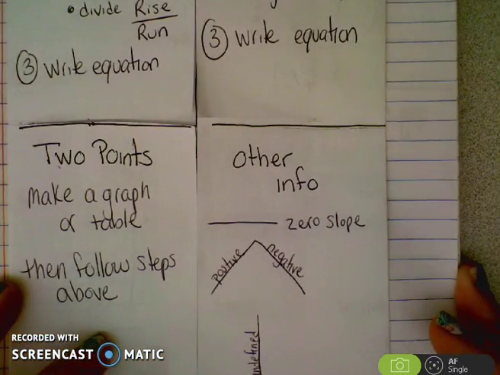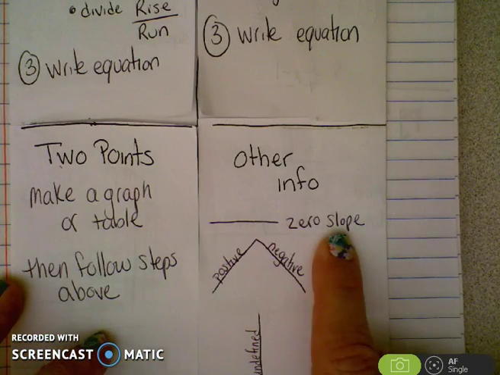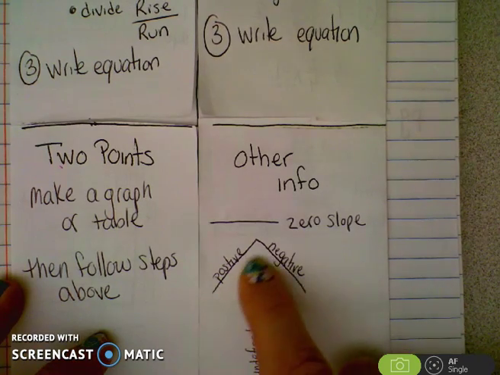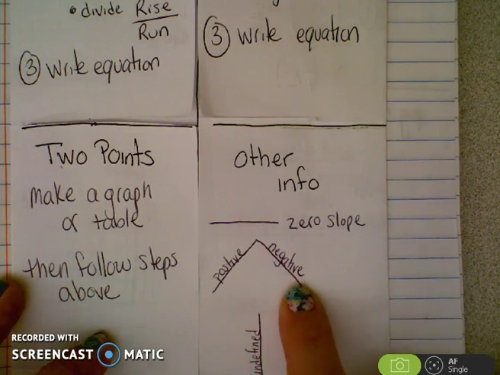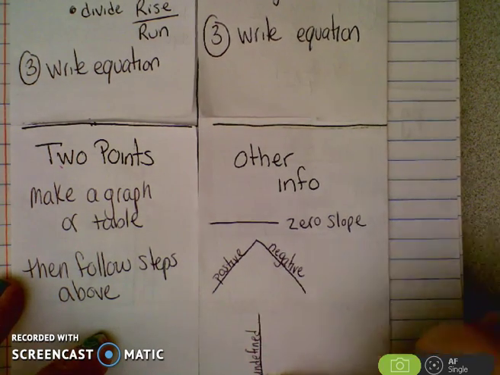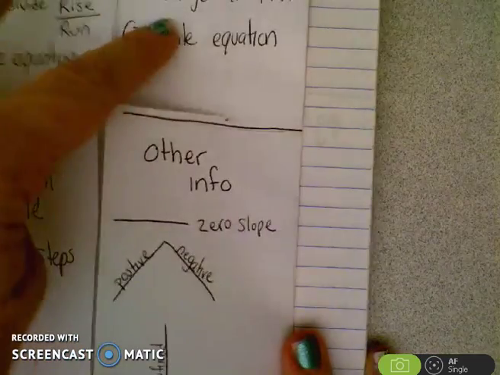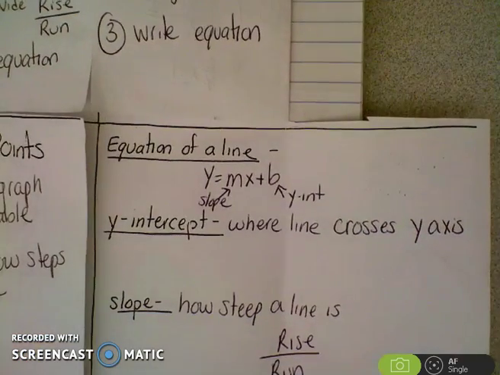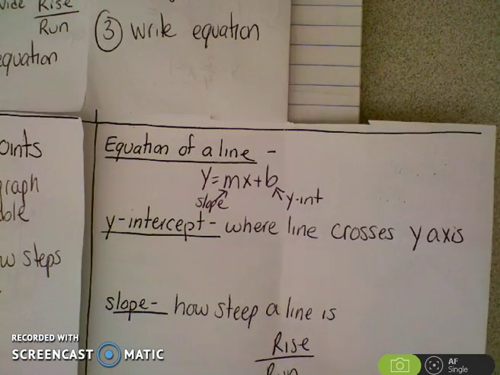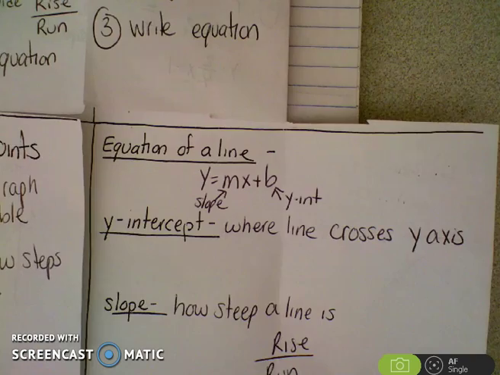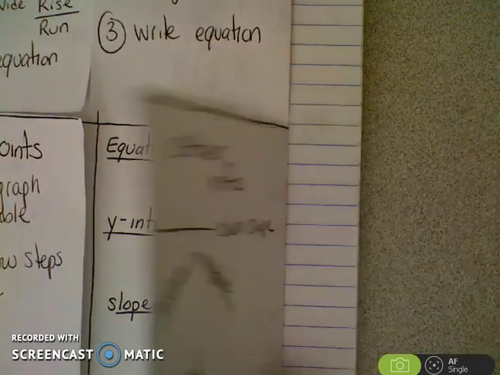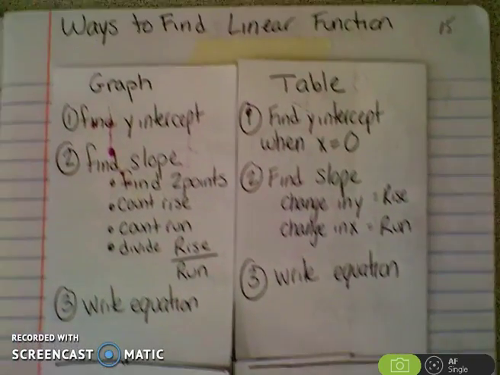Other information we have, if a line is horizontal, it has 0 slope. If it's going up, it's positive. If it's going down, it's negative. And if it's going up and down, it's undefined. And then in that flap, we have our vocabulary words that we used all on this page. So far, those are the first 15 pages of our notebook.